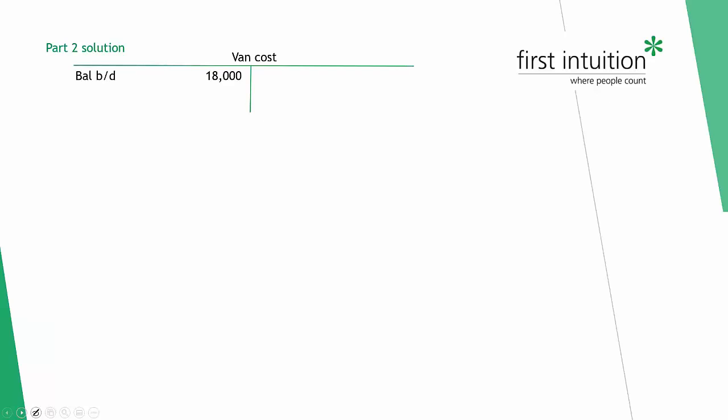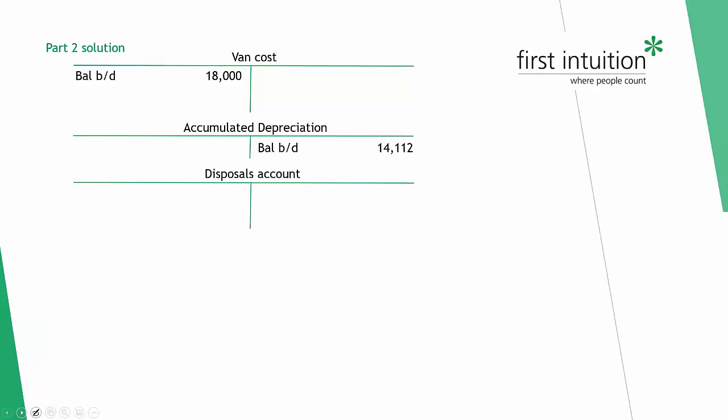We start with the van, the old van with a cost of £18,000. Remember, the job of the vans at cost account is to keep track of the cost of our assets, not what they're worth, but what they cost. We have accumulated depreciation of 14,112. We're going to need a disposals account. We're going to need a bank account because we've had to pay for it. We're going to need a VAT account.